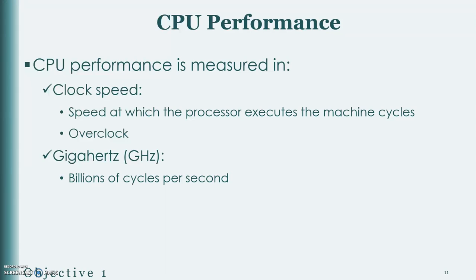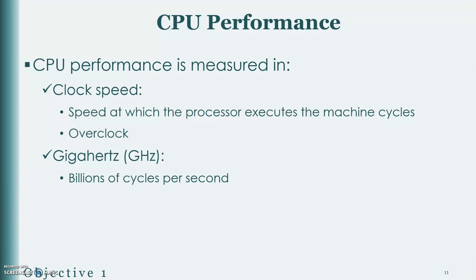The speed at which the processor executes the machine cycle is called clock speed. The clock speed is measured in gigahertz. And gigahertz is just a billion cycles per second. So if your CPU is running at 3 gigahertz, it means that the CPU is executing 3 billion machine cycles per second.